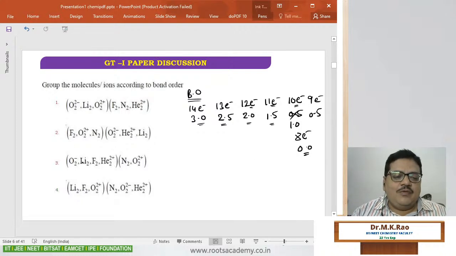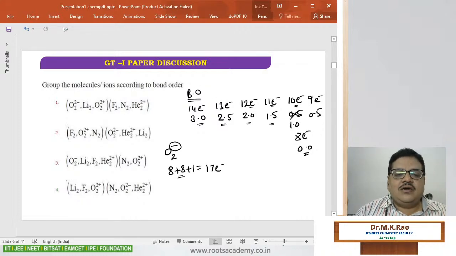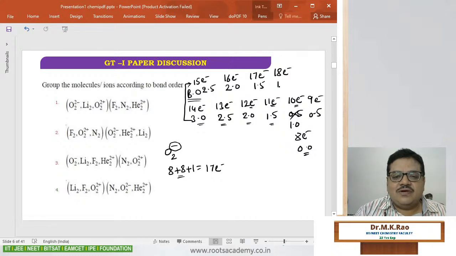Like that. If you see O2 minus, oxygen atomic number 8, two oxygen atoms give 16, plus again the minus means one more extra electron we should add. So it is 17 electrons. Same thing we can also explain: 14 electrons, 3.0. 15 electrons, 2.5. 16 electrons, 2.0. 17 electrons, 1.5. 18 electrons, 1.0. 19 electrons, 0.5.